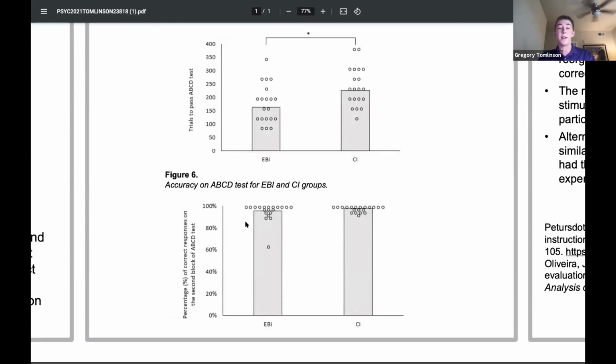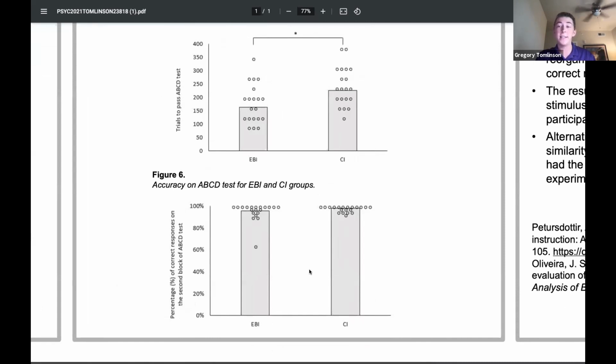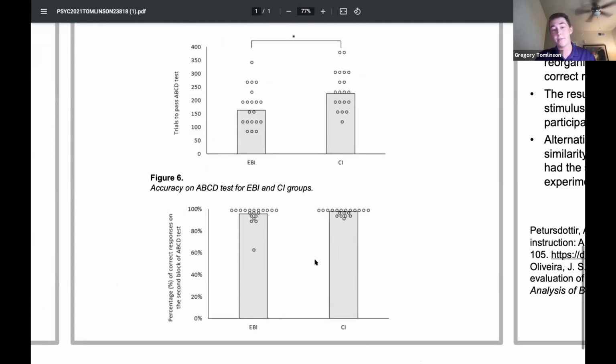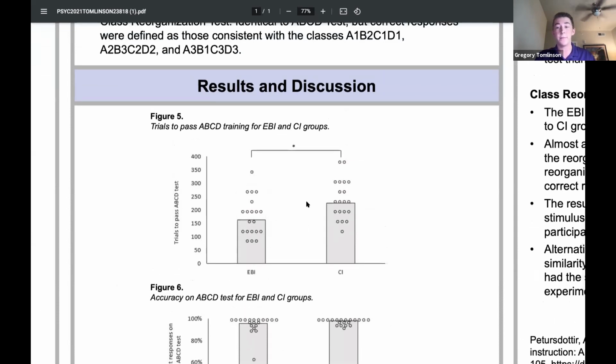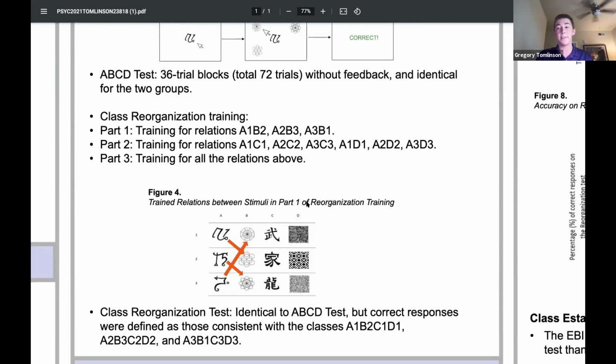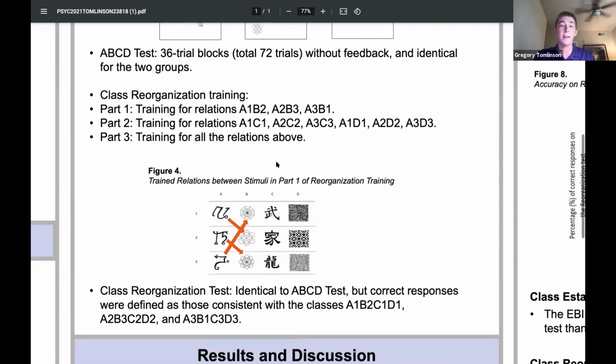We saw that accuracy actually didn't differ between groups. However, the EBI group took far fewer trials in order to get to the same accuracy as the CI group. So it actually may be a little more efficient. And this validates our findings in previous studies. We've been looking at EBI research for a few years now.